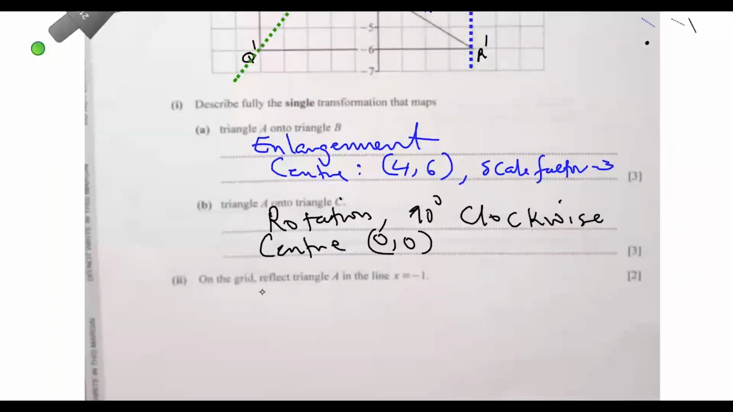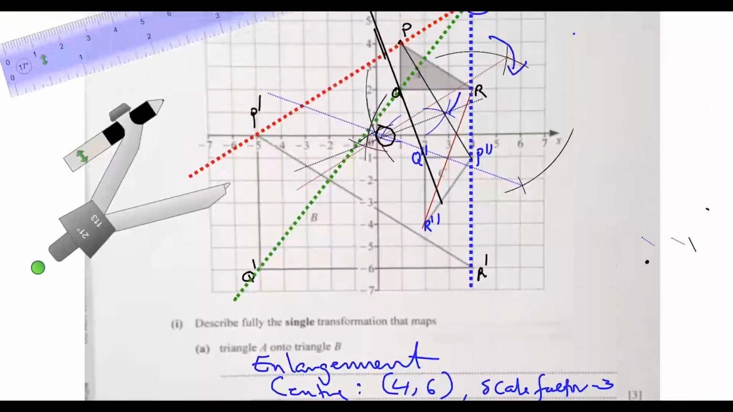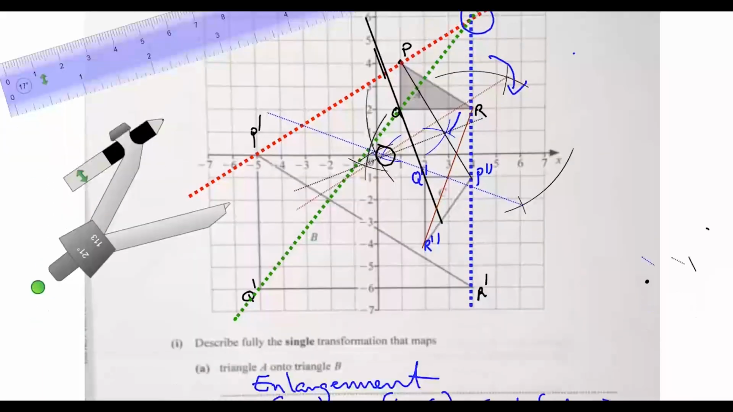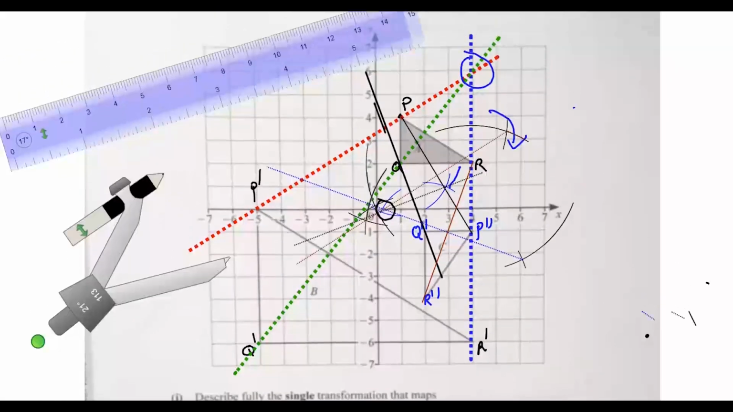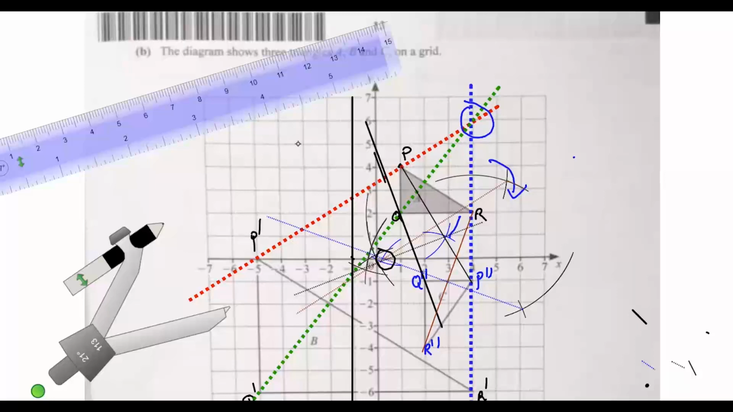On the grid, reflect triangle A in the line x equals -1. So the mirror line is x equals -1. Let me draw the mirror line, which is x equals -1. It will pass through this point here. So this is the mirror line here, at x equals -1.